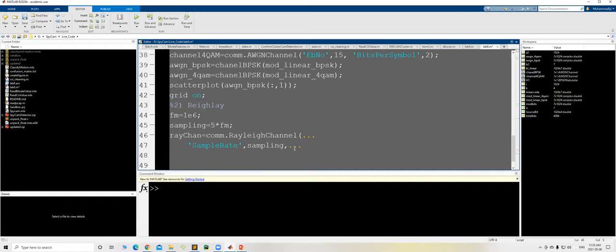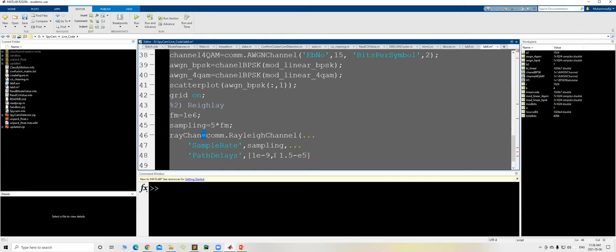Then how many paths do I have? Let's say I have two path delays, meaning two kinds of reflected rays. So the path delays: one of the path delays is 1 nanosecond. For example, one signal is reaching the receiver at 1 nanosecond, and the other signal is reaching the receiver at 1.5 to the power of, let's say, -5.